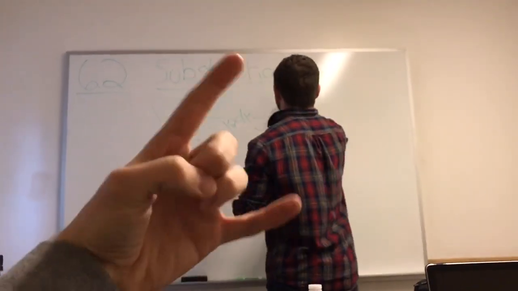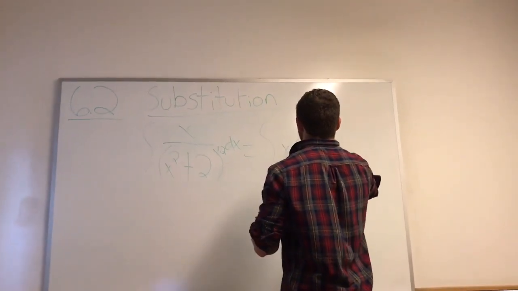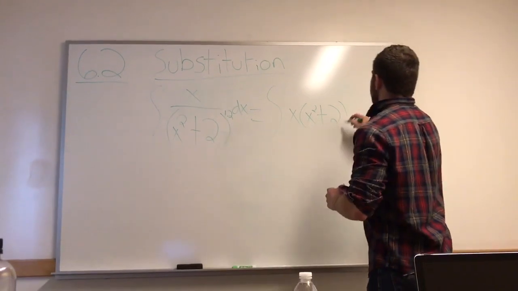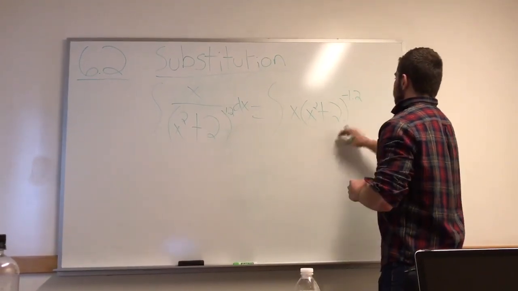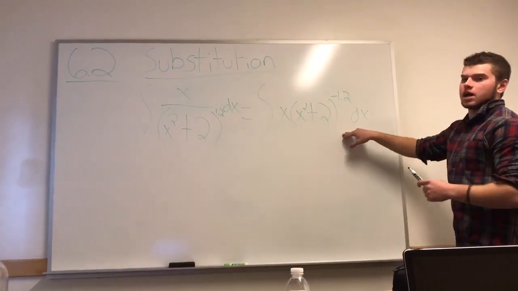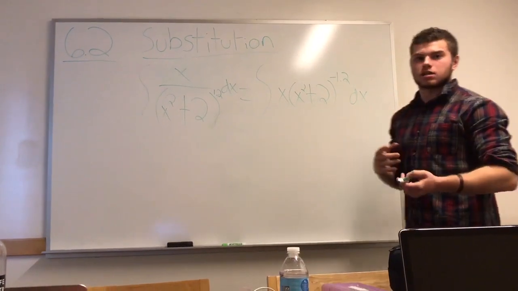We're just gonna flip forms here, and we're gonna do x times (x squared plus 2), and we're gonna raise that all to the negative 1.2, and then tag along our little guy dx there. This is gonna be a lot easier to work with, so keep this formula in mind, and then we'll take you to the next step.